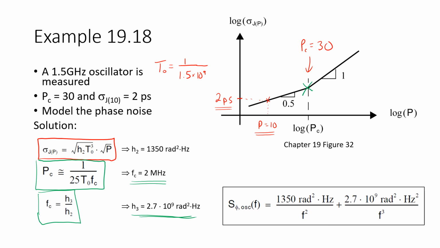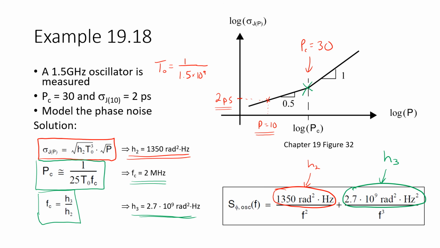So having found H3 and H2 up here, we've got a model for phase noise as shown here. Here's the 1 over f squared term with constant H2, and then we've got the 1 over f cubed term over here with constant H3. And you see that we've neglected the white noise term here. In general, there may be another term H0 that's constant, but that would really only predominate at very high frequencies.